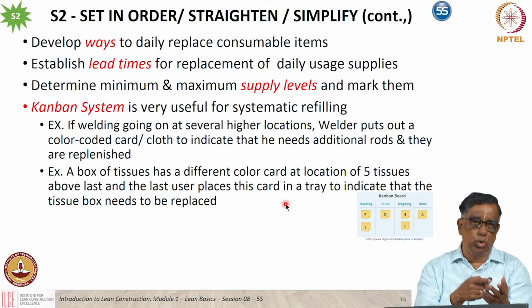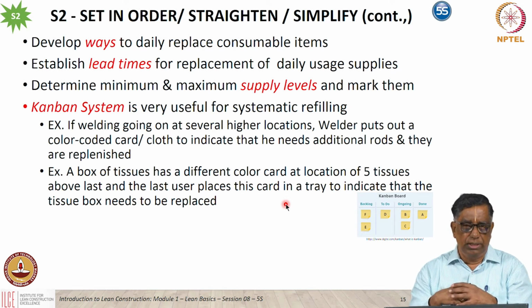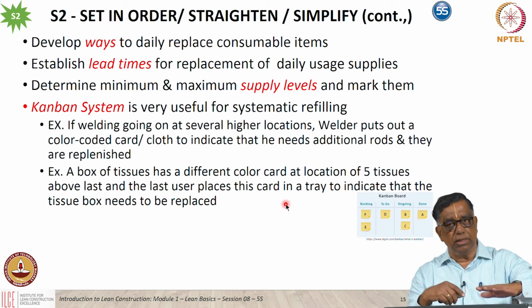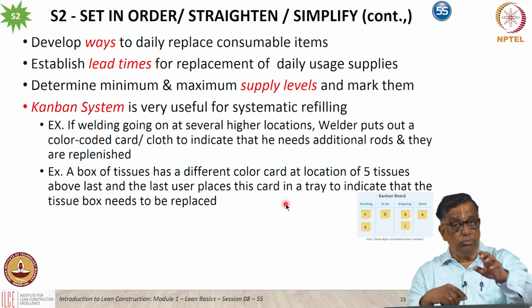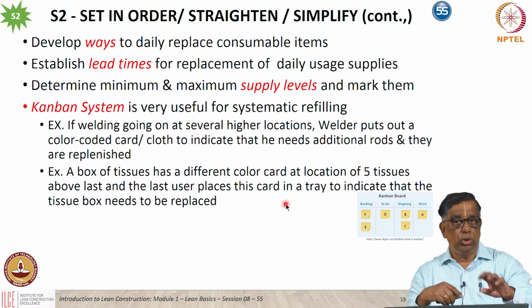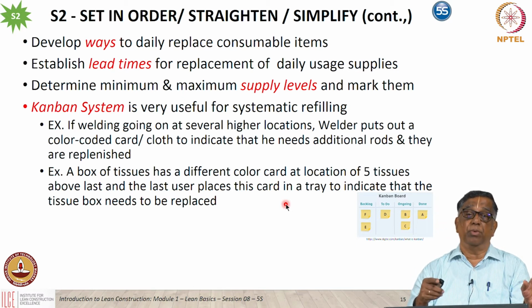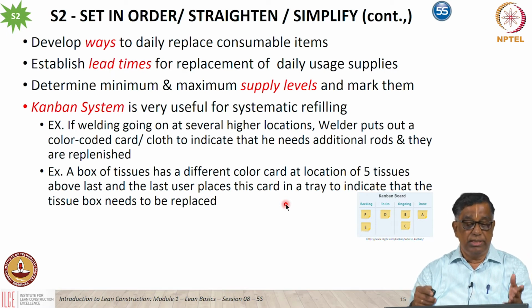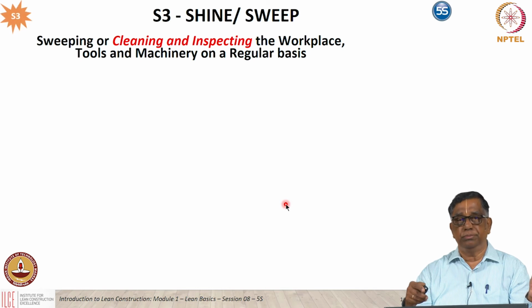Or for example, at home, you use tissues in a box. When you have only 5 tissues left, you have a different color tissue there, for example. So the moment you see that different color tissue, you know that we need to replace the box soon. So Kanban works like that. It's an excellent tool. It's part of S2 and we need to practice that.